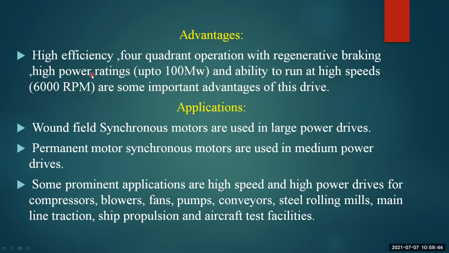Closed loop speed control of the synchronous motor is very easy. The high power rating up to 100 megawatts and the ability to run at high speeds, approximately 6,000 RPM, are some important advantages of this type. These are the important advantages: four-quadrant regenerative braking, high power rating, high efficiency, and high speeds up to 6,000 RPM with a power rating up to 100 megawatts. This is about the advantages of this synchronous motor drive using a cycloconverter.